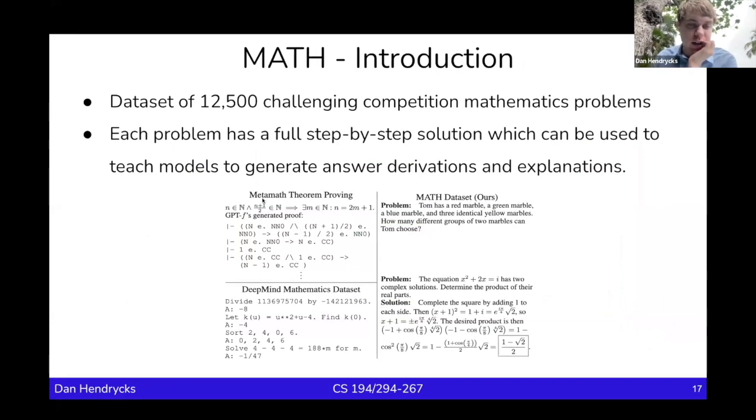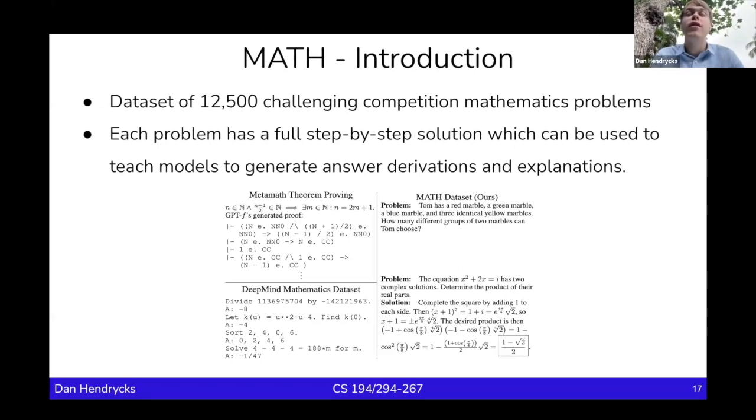And we can see there are some other datasets. There's this MetaMath one. There's this DeepMind math one. We created this MATH dataset. I blanked out a solution to a problem. So I'm going to read the problem just so you can get a sense of the difficulty of some of these questions. So Tom has a red marble, a green marble, a blue marble, and 3 identical yellow marbles. How many different groups of 2 marbles can Tom choose?